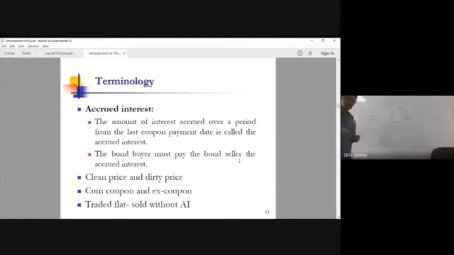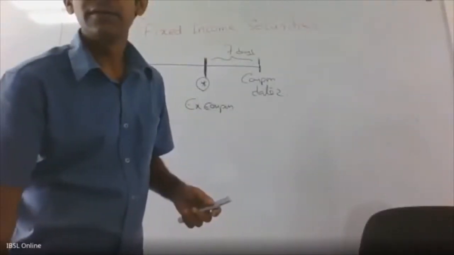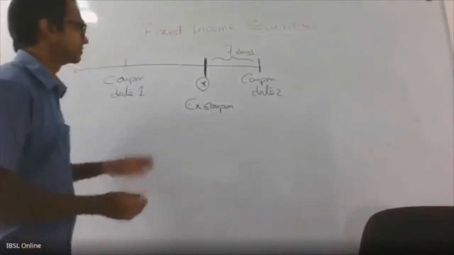The issuer takes the list of investors on this date and makes the coupon payment for the bondholders as of this date. Sorry, you can't see. Can you see now? Sorry.